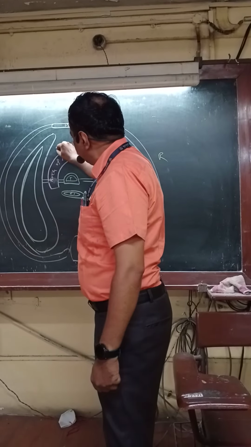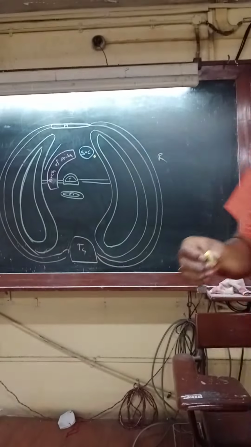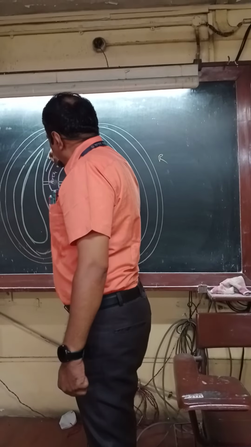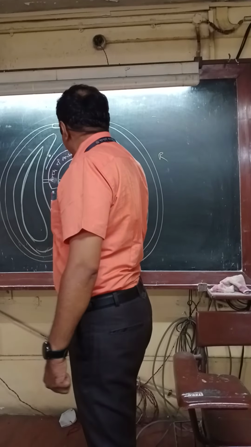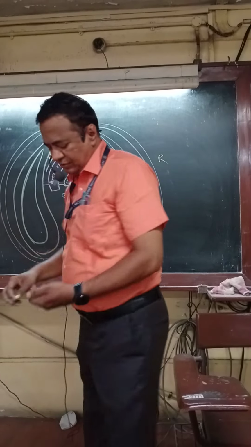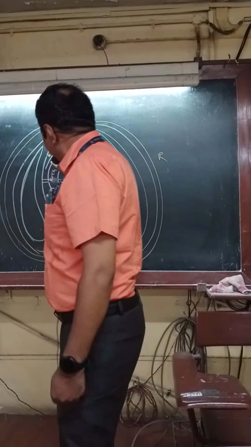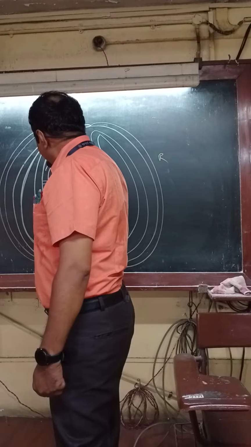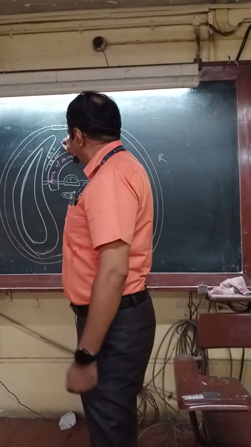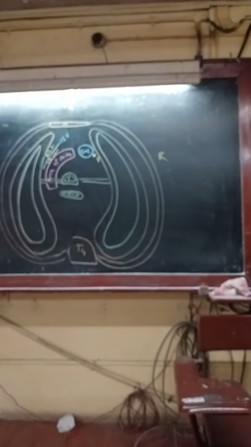Here we see the superior intercostal vein. Superior intercostal vein and the left phrenic nerve. And between this and here is the right vagus. This is the superior intercostal vein.